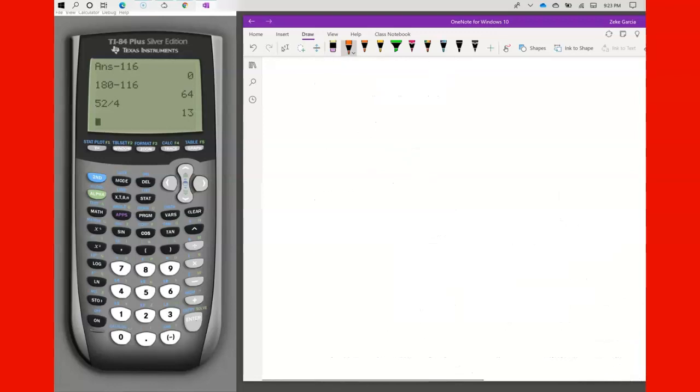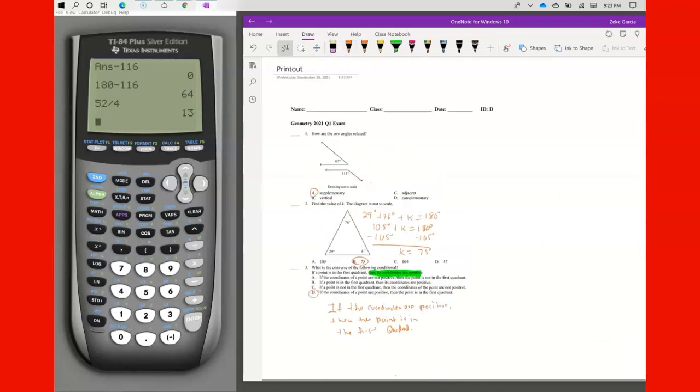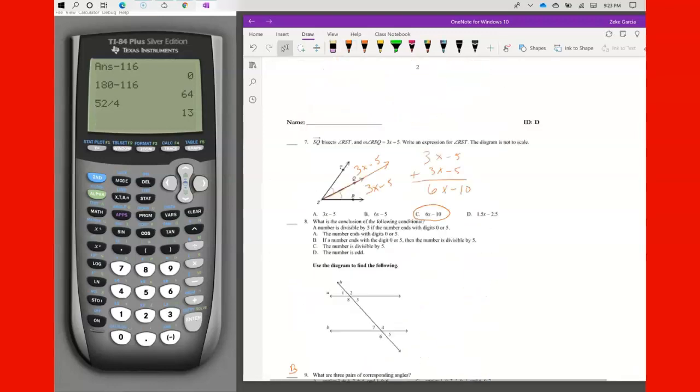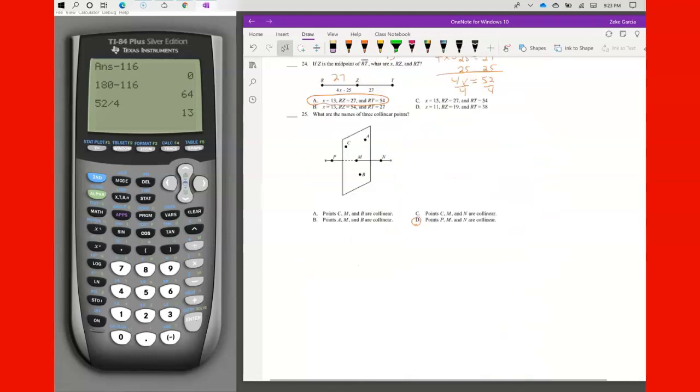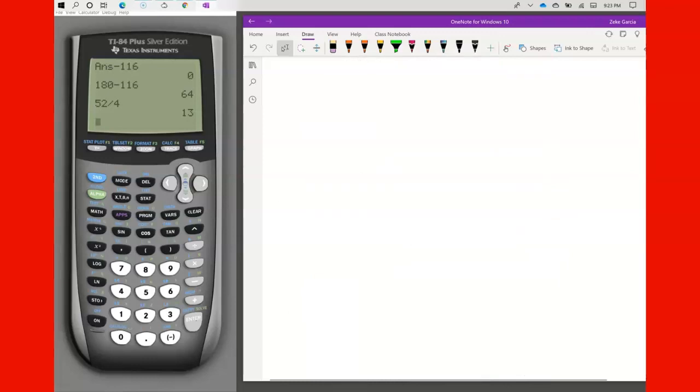26 is a proof, and we're going to do that in class, a proof. Okay, so let me get to the last problem.